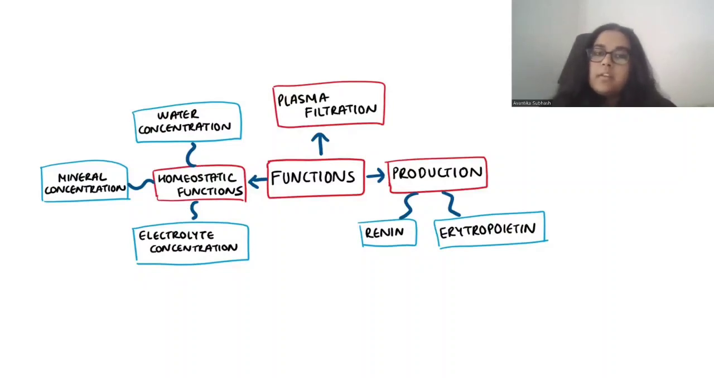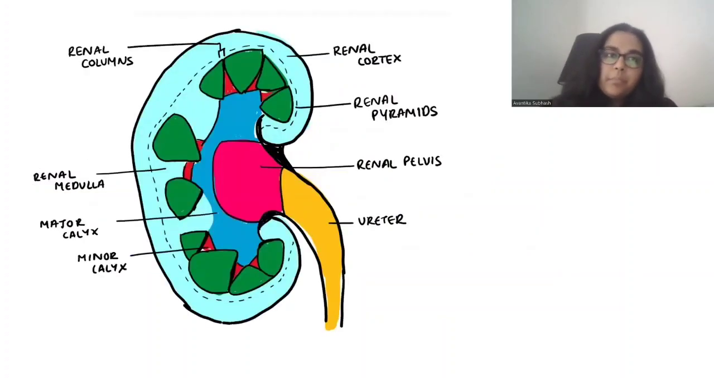Then you have your plasma filtration, which occurs within the renal barriers. And then you have your production, where it mainly produces 2 things: renin, which, as we know, controls your blood pressure and its volume, and then erythropoietin, which helps in hematopoiesis, which is technically the production of your red blood cells. Now, this is the basic structure of our kidney.